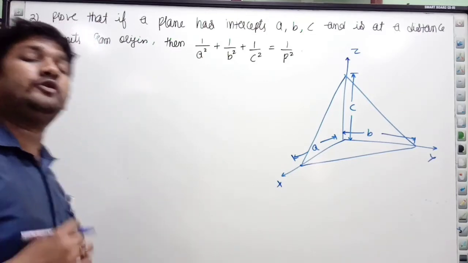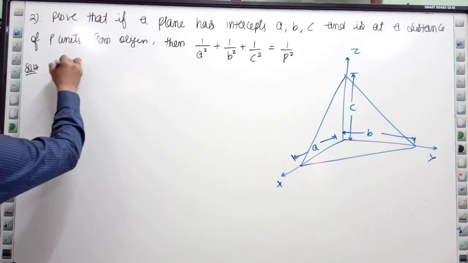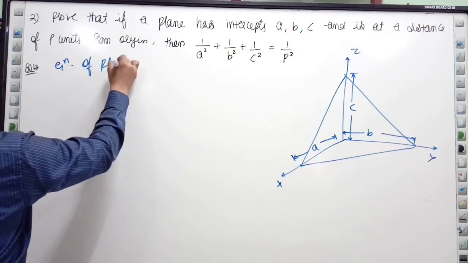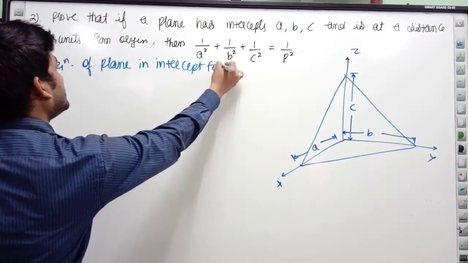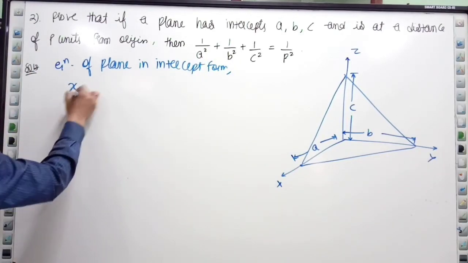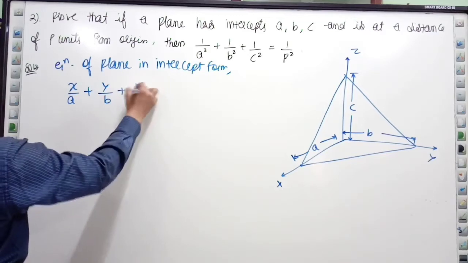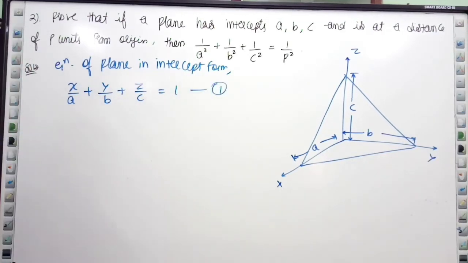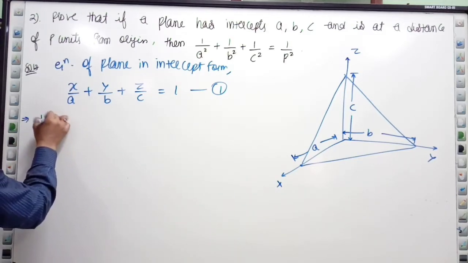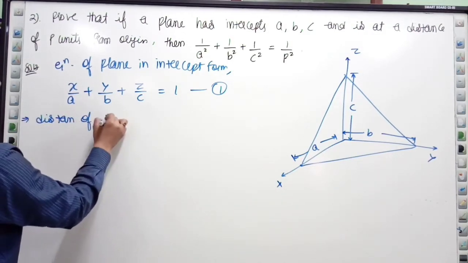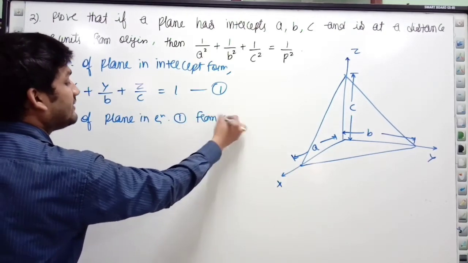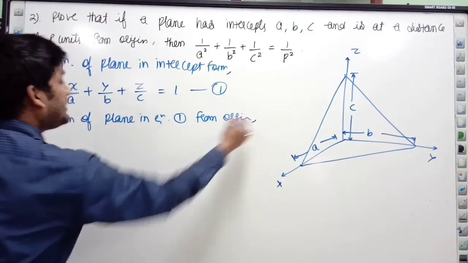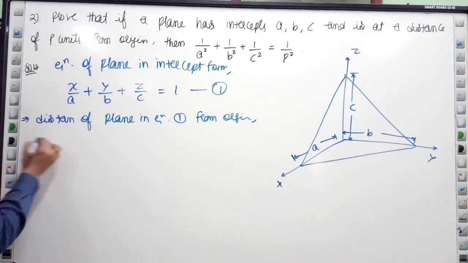Now what we are going to do first, we'll write the equation of plane in intercept form. So that will be x upon a plus y upon b plus z upon c equal to 1. This is equation number 1. Now for the distance formula, we will use the distance of the plane in equation number 1 from origin. Now we have already discussed distance from origin.